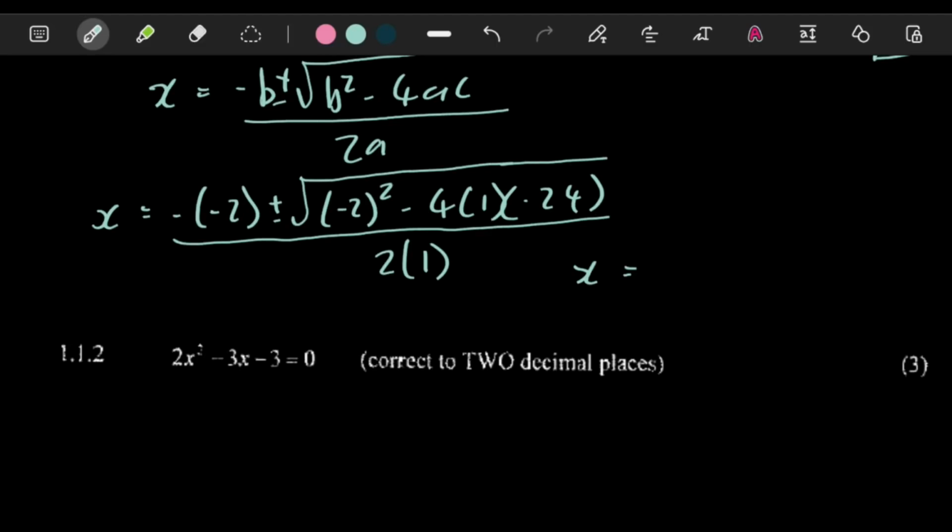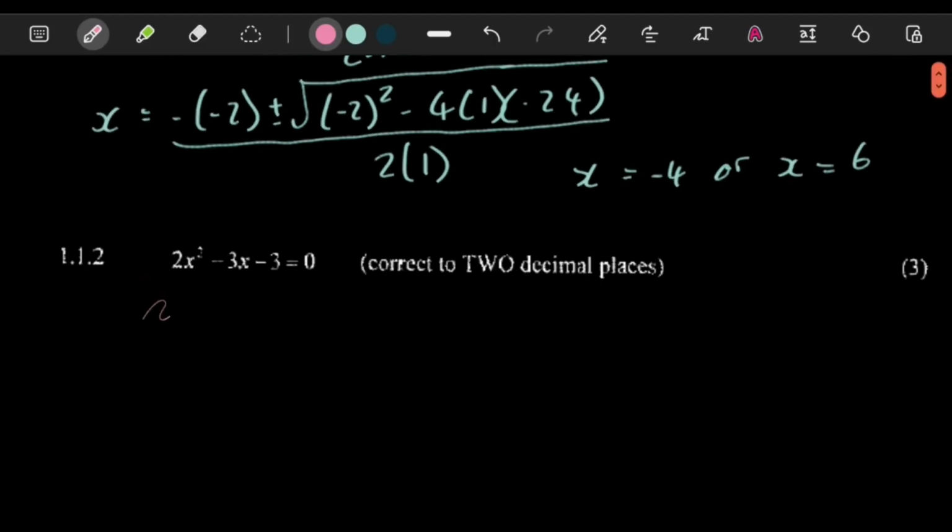So let me put all this in the calculator, and I'm getting negative 4. So x is equal to negative 4. The other one, let's see here, x is equal to 6. Nothing crazy there. The next one, definitely quadratic equation. x is equal to minus b.